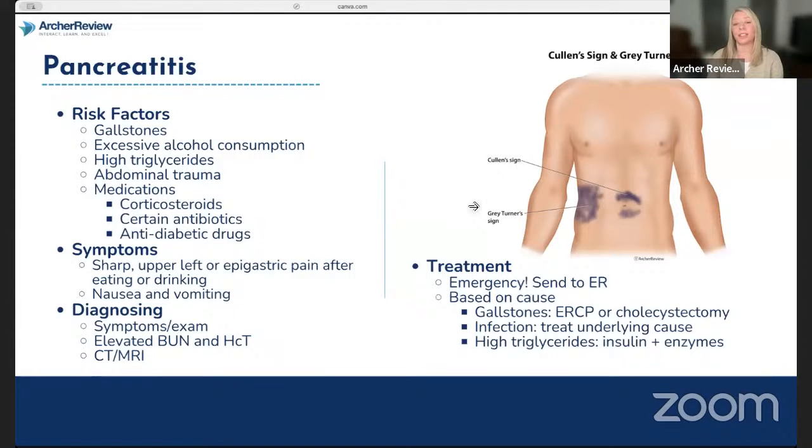These patients go straight to the ER, and treatment is based on cause. So we'll always treat these patients with fluid resuscitation with lactated Ringer's and pain management because this is a very painful condition. If the patient has pancreatitis induced from gallstones, an ERCP or cholecystectomy will be performed. As far as infection, we'll treat the underlying cause. And if the pancreatitis is induced by high triglycerides, we'll actually put these patients on an insulin drip because that lowers triglyceride levels.